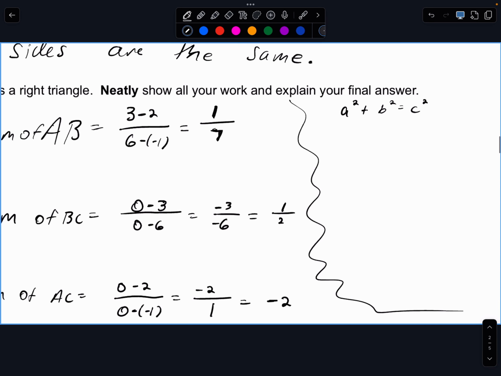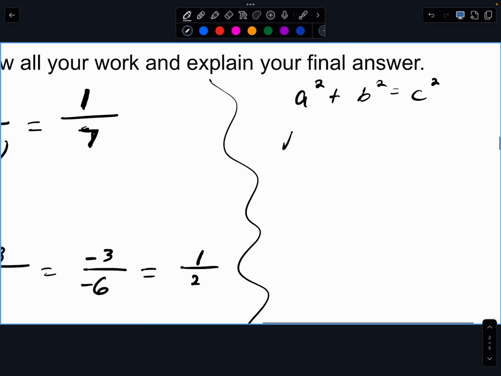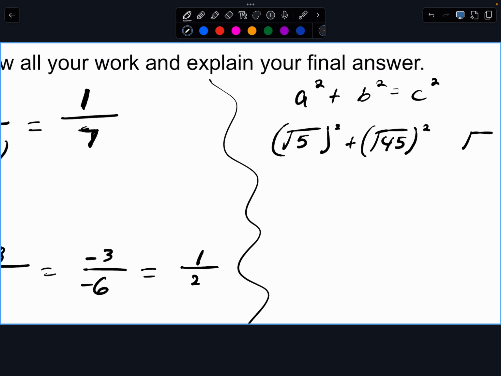Okay? Now, when you do it, write it like this. So root 5 squared plus root 45 squared. Now, technically, do I know if this is going to be true or not? No? So I want you to put a question mark right here. You see where I put a question mark instead of an equal sign? Because I don't know yet. I mean, I do, but if you're doing this before you do all the slopes, you wouldn't know.